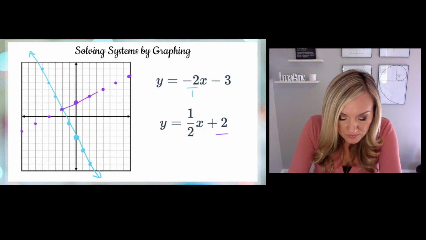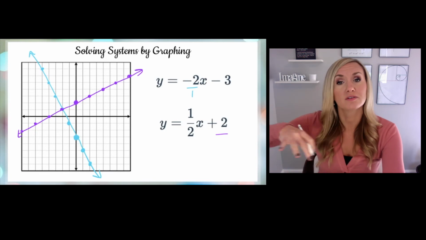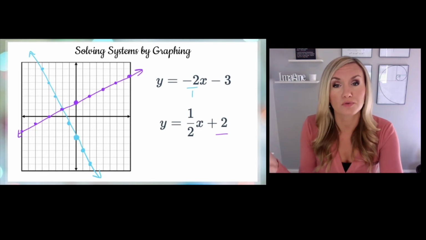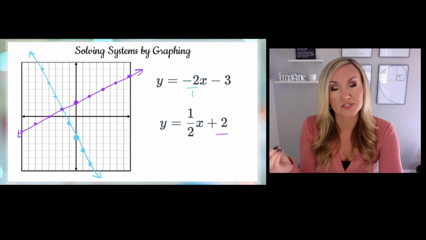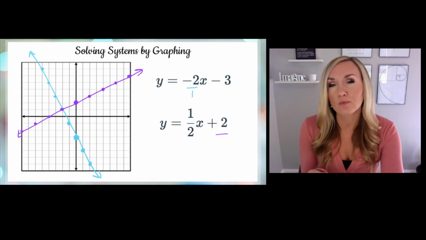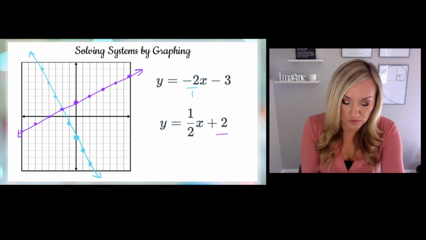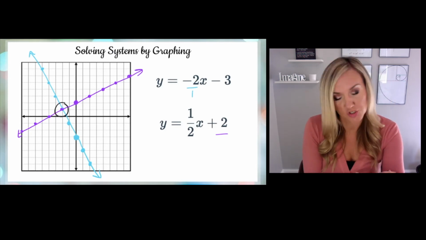And so I'm going to very carefully draw the best straight line I can. Make sure that your lines extend all the way through the grid, and they have arrows at the end that indicate that the line continues on forever. So now, how do we represent the answer? Well, the point where the two lines cross is our solution.